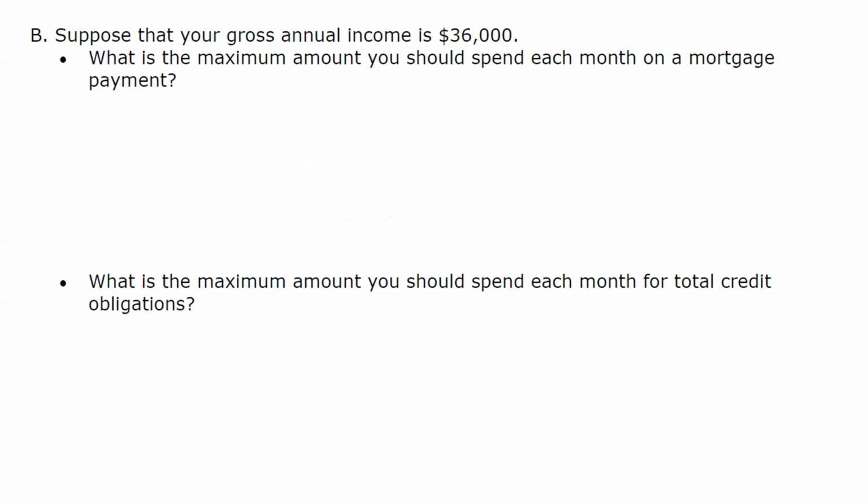All right. Why don't you pause and attempt these problems? They're set up very similarly to the one we just walked through.